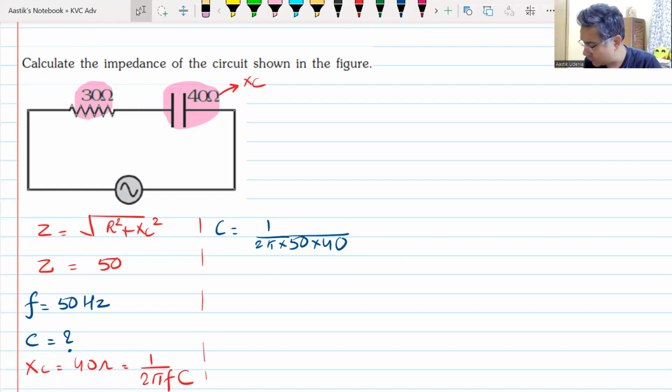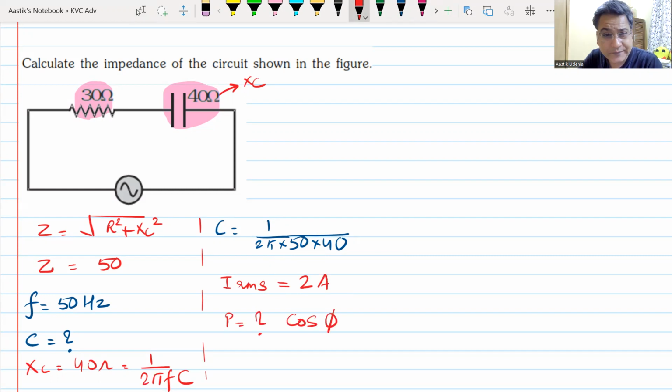Let me move ahead now, and let me tell you the next information. If I now tell you the RMS value of current, as soon as you get the RMS value of current, everything becomes simple. The RMS value of current is 2 amps. Now can you tell me the rest of the things? Can you tell me the power of this circuit, can you tell me the value of cos phi? Cos phi is the power factor. Do we understand this? Yes.